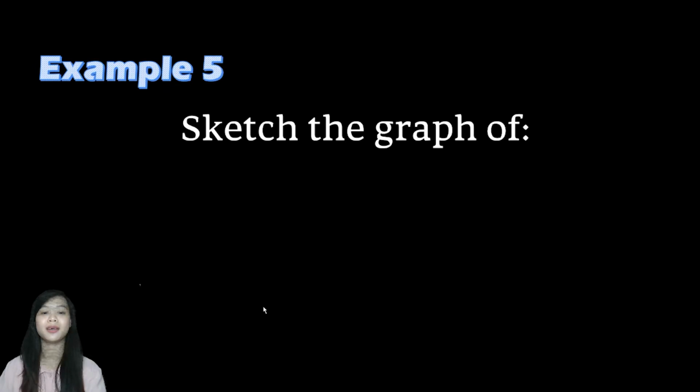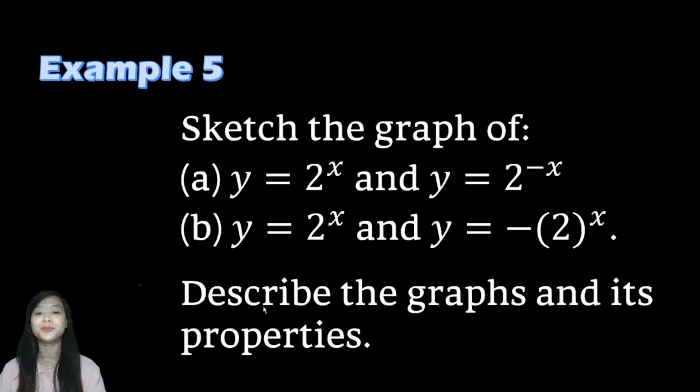Now for our example 5, we have to sketch the graph of letter A, y is equal to 2 raised to x, and y is equal to 2 raised to negative x. And for B, we have y is equal to 2 raised to x, and y is equal to negative 2 raised to x. So we need to describe the graphs and their properties.